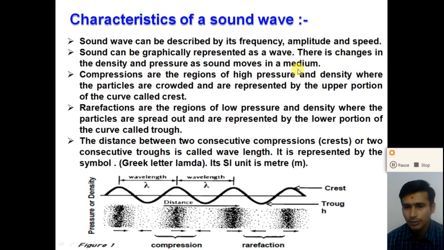Dear student, we know that the sound wave moves in the medium in the form of compression and rarefaction. What is compression? Compressions are the regions where the particles of the medium are very close to each other. It creates high pressure and high density. This region is called the compression. And what do we mean by rarefaction? It is the region where the particles of the medium are very far from each other. It has low pressure and low density. So this region is called the rarefaction.